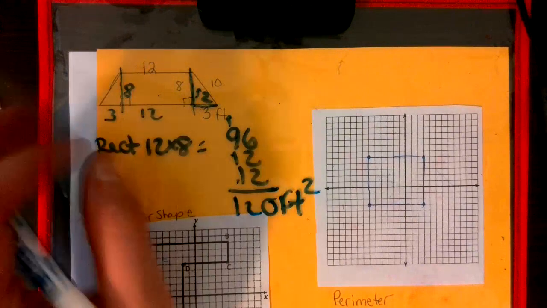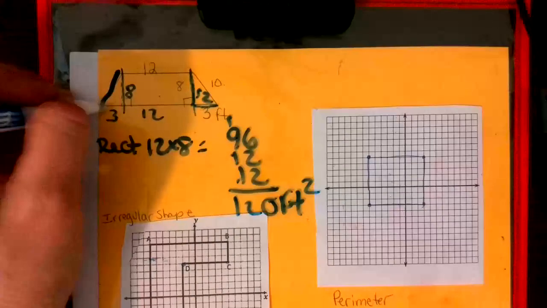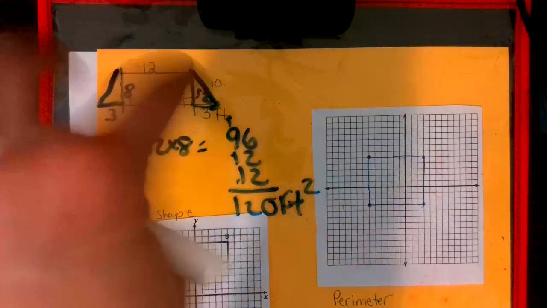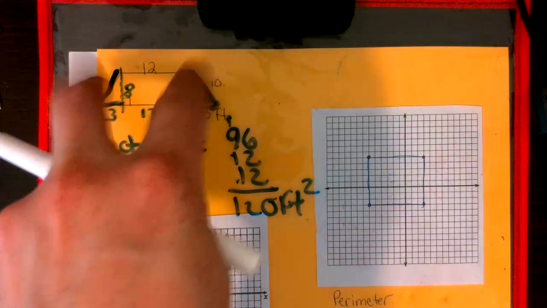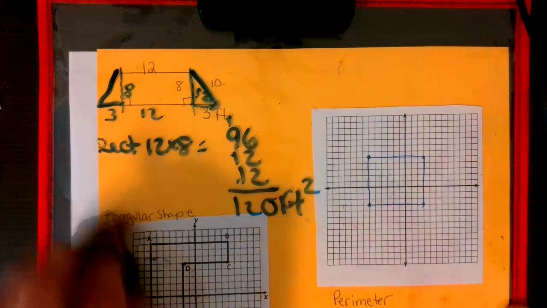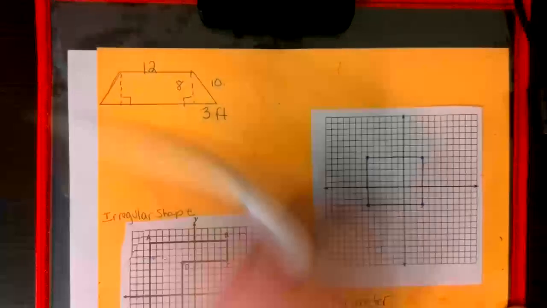So if you need to look at that again, we have two triangles, one rectangle. Take the rectangle, find the triangle. We have two of the same triangle. Put it there, add it together. Area of a trapezoid. Okay?